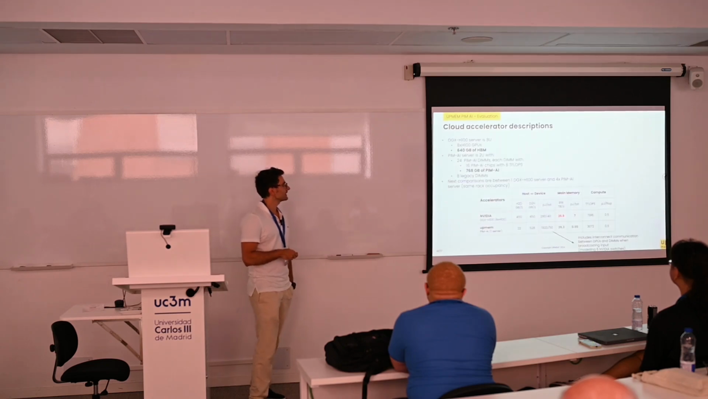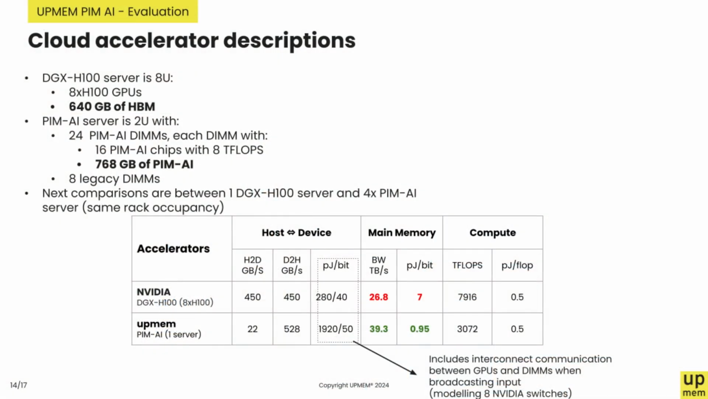So for the cloud accelerator, we will be comparing against the DGX H100, which has 8 H100 GPUs and a form factor of 8 rack units, with almost 650 gigabytes of HBM. We have a PIM server, which is similar to what we have today: 24 PIM DIMMs, and each DIMM, again, has 16 PIM chips with 8 teraflops, interconnected in the same DIMM, and almost 800 gigabytes of PIM chips.